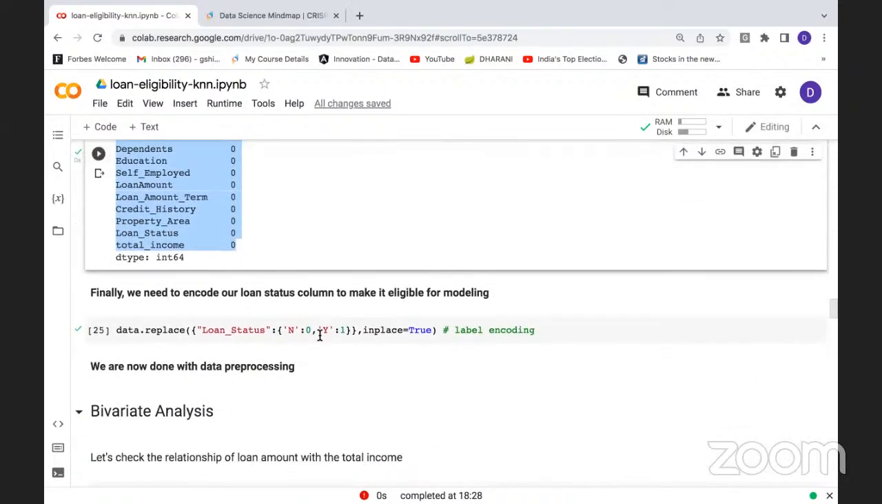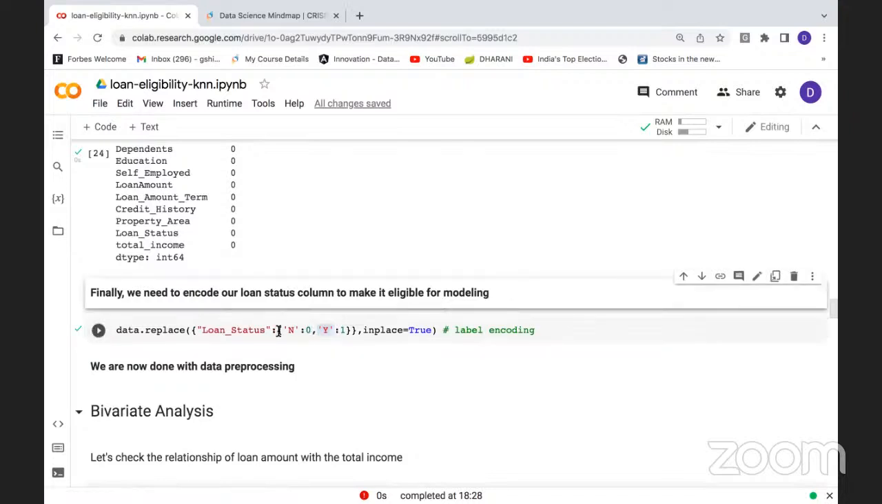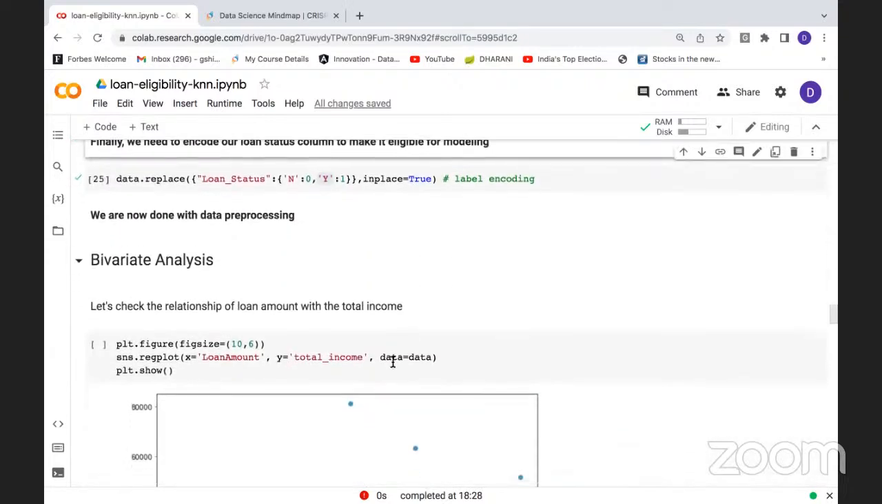Okay, what is our loan status here? It is yes or no. That is not understood by the model. You want 1 or 0, so we replace. We are replacing all your n with 0 and all your y with 1. It is a key and value pair, a dictionary. So for loan status, n is replaced with 0, y is replaced with 1. So now we have completed our data pre-processing.